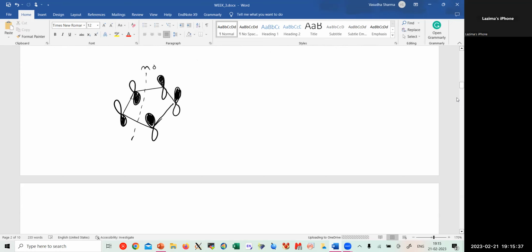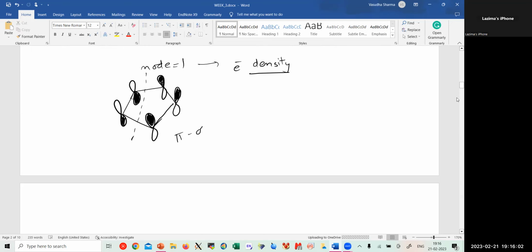There is only one node. Node is nothing but a plane which will give you like your electron density gets cancelled. So node exists when electron density gets cancelled. That means positive and negative are in opposite phase. So here, as you can see, this positive and positive are here. Therefore, there is a plane which can give you the positive and positive on the alternate side. So similarly, these kind of ligands will give you a pi orbital because the node is one.